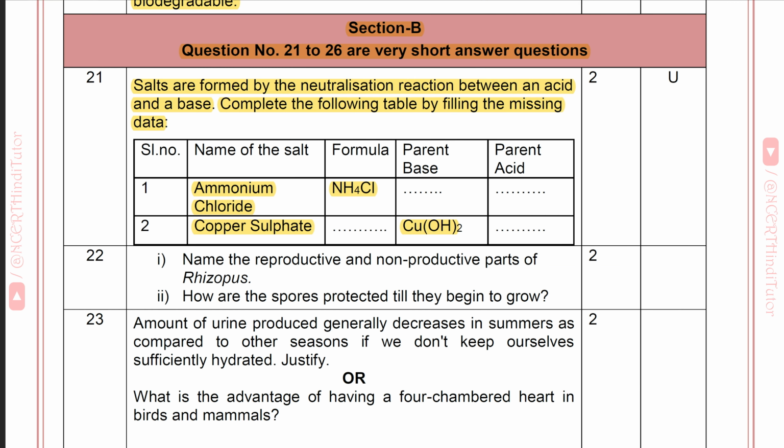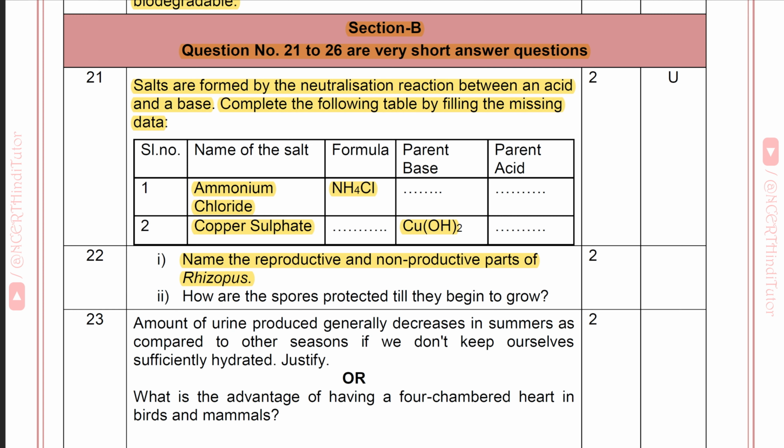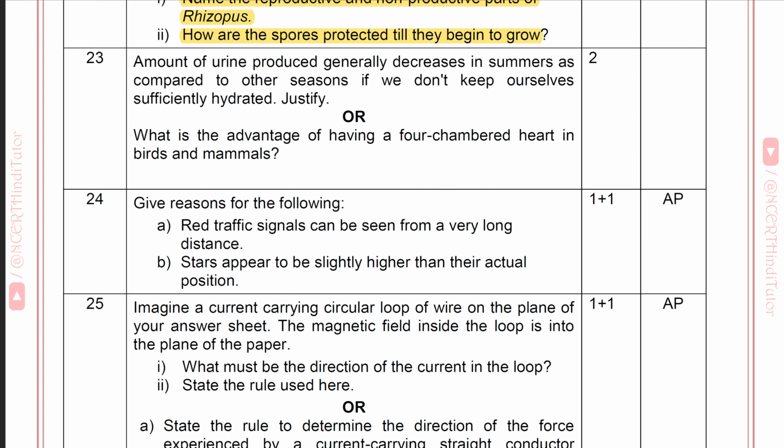Question 22. First, name the reproductive and non-reproductive parts of Rhizopus. Answer. Non-reproductive parts are hyphae and reproductive parts are the sporangia which contain the spores. Second, how are the spores protected till they begin to grow? Answer. The spores are covered by thick walls that protect them until they come in contact with a moist surface and begin to grow.